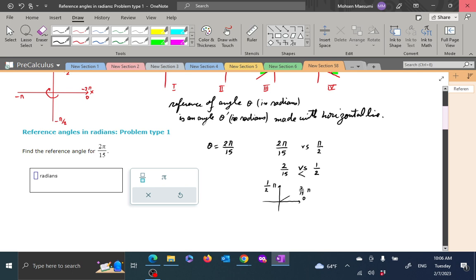It's like I'm ending up somewhere here, so I'm already in the first quadrant. The angle I'm after is the angle that's already given to me, 2 pi over 15. That is the reference angle, because the angle is less than pi over 2 and it's positive.